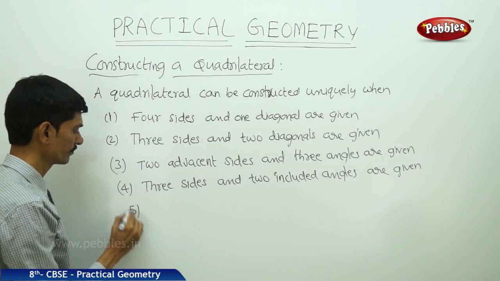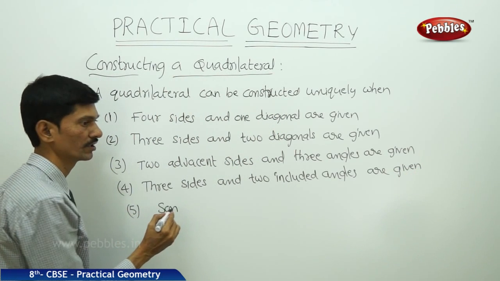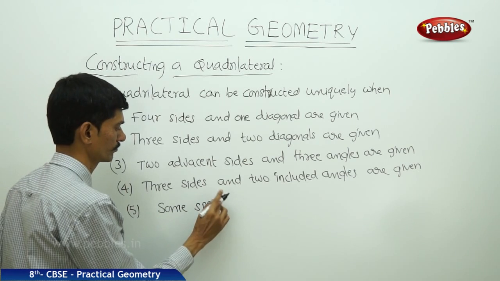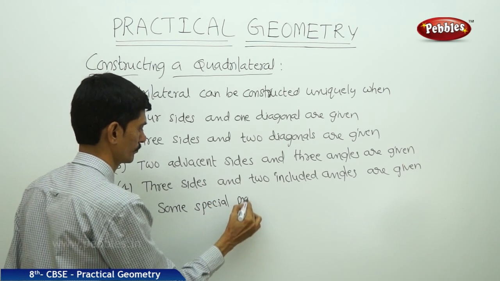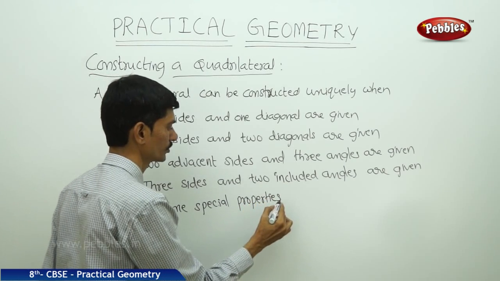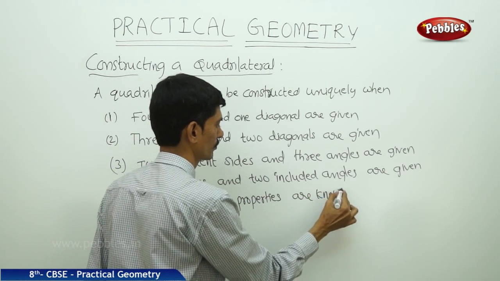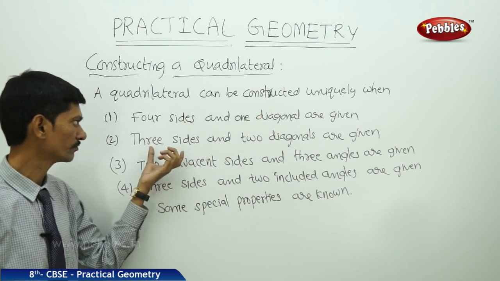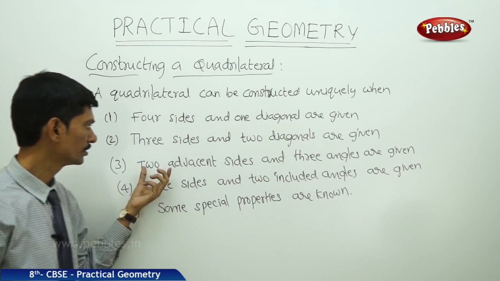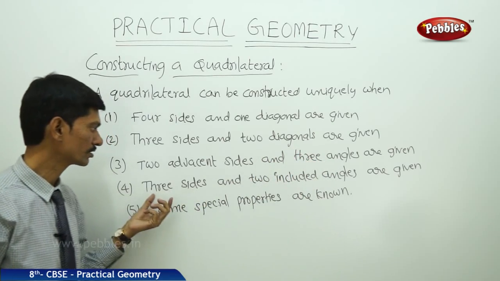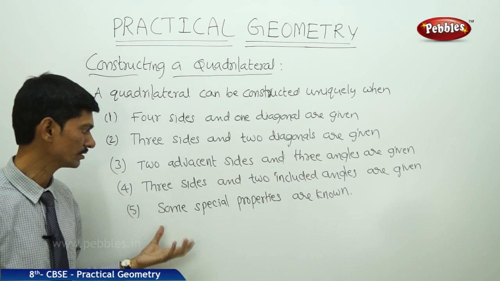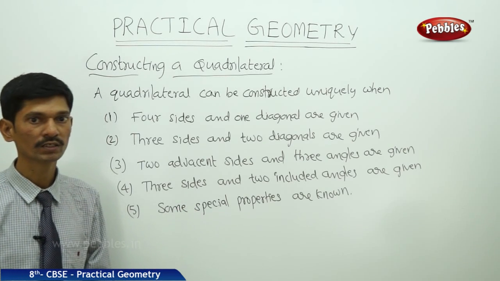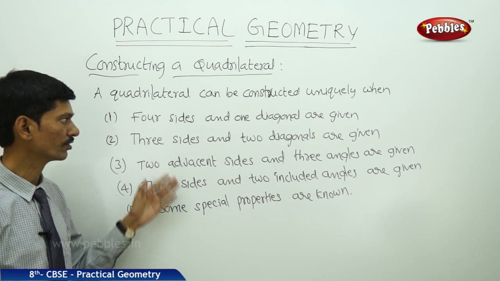And the fifth case is that some special properties are known, like in the case of a square, a rectangle or a rhombus. Some special properties are known, so we can construct a unique quadrilateral. So when 4 sides and 1 diagonal are given, or 3 sides and 2 diagonals are given, or 2 adjacent sides and 3 angles are given, or 3 sides and 2 included angles are given, or the last case, when you know some special properties. So these are the different cases to construct a quadrilateral uniquely. Now let us construct the quadrilateral in each of the following cases one by one.